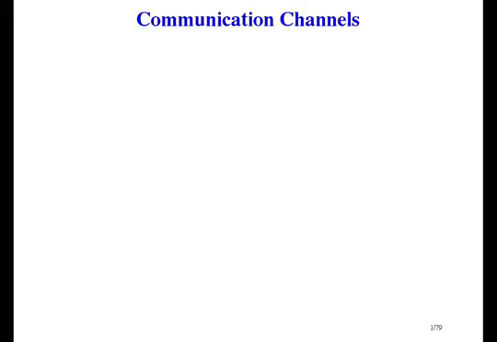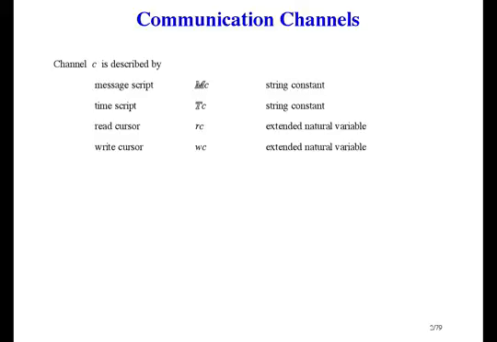There's another way to get interaction between processes that doesn't have these problems. It's called communication channels. And it's good for communication between computers and people also. A communication channel is four things. The message script is the string of all communications on the channel. That's all communications, past, present, and future. It's not a variable, it's a constant.